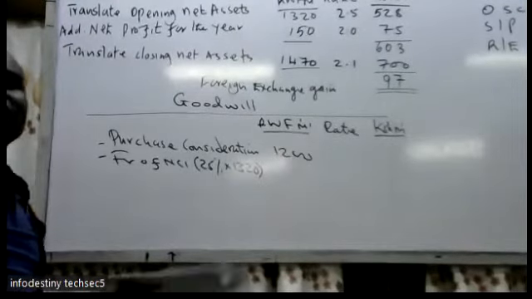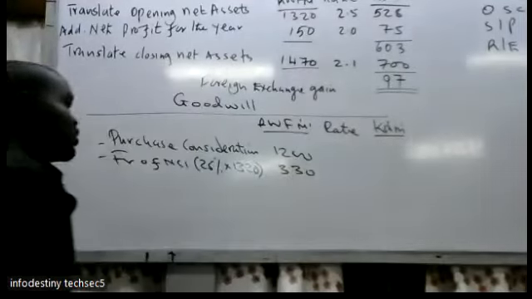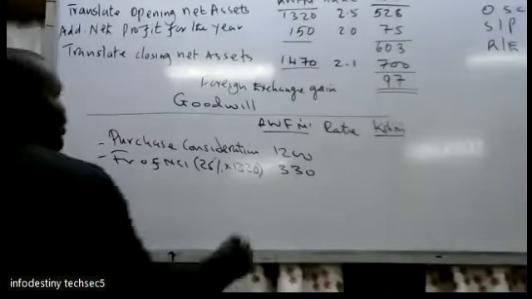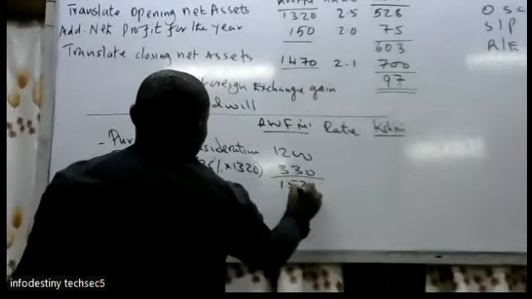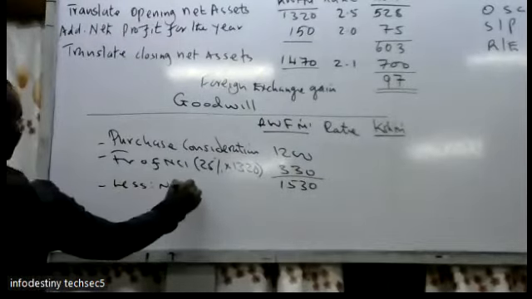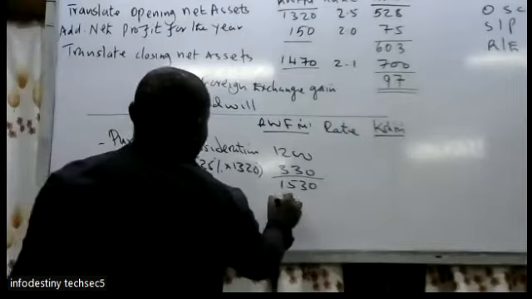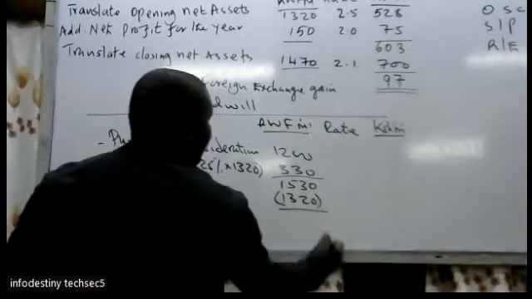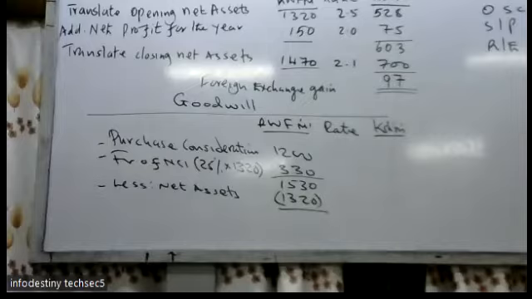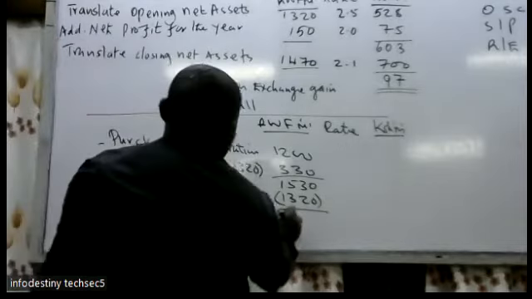So 25% of that comes to 330. It means the fair value of minority was 330. So total of this will be 1,540, but then you less net assets. So net assets on acquisition, you do 1320. That 1320 again is what you subtract. You don't apportion when you are using the full method. So subtract that one, to 210. So this is 210.